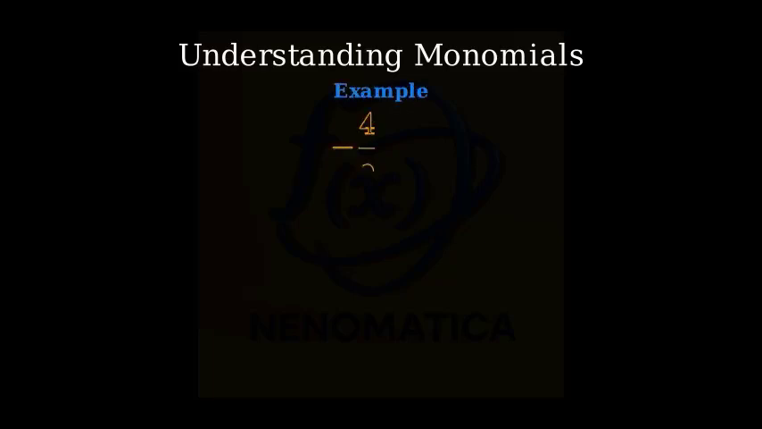We have -4/5 times x times y times z. Let's identify if this is a monomial, determine its coefficient, and find the degree with respect to each variable. Let's first recall what a monomial is.